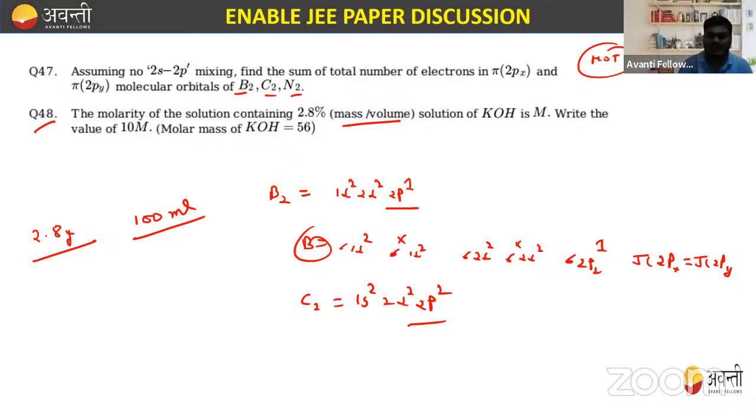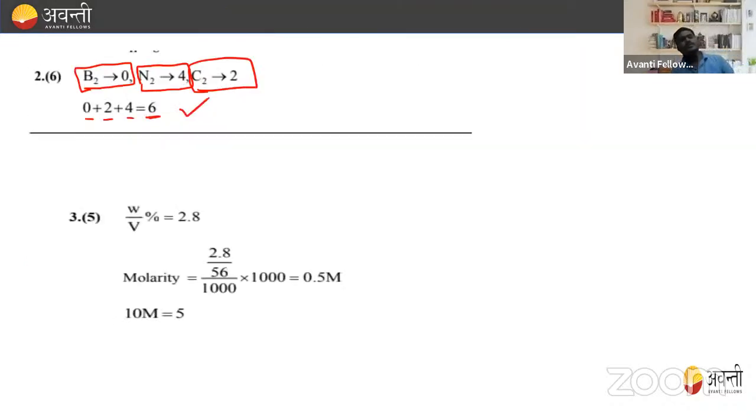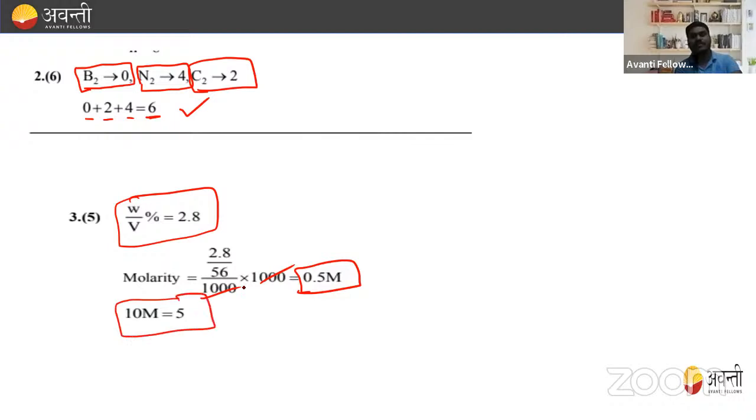Molar mass of KOH is given, that is 56, right? So we know the weight by volume percentage given, that is 2.8. What is molarity? Molarity is nothing but mass of the solute upon molecular mass into 1000 upon 1000. So this will be cancelled. This will be 0.5 molarity. So 10 molarity is equal to how much? That is 5. So if the 0.5 molarity comes out to be 1, then 10 molarity is equal to 5.